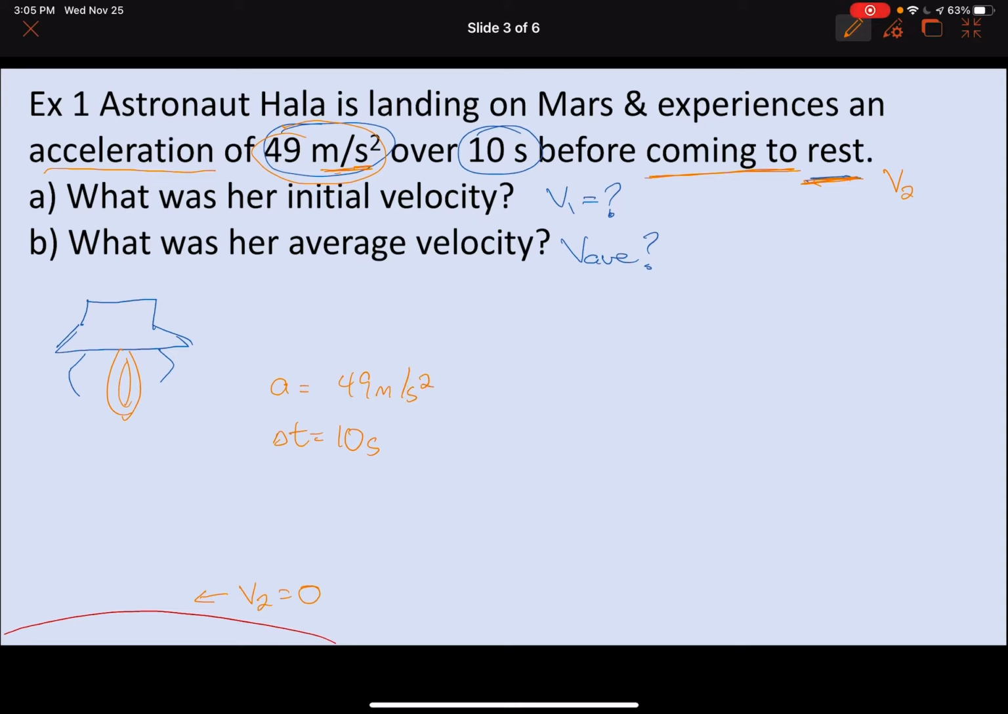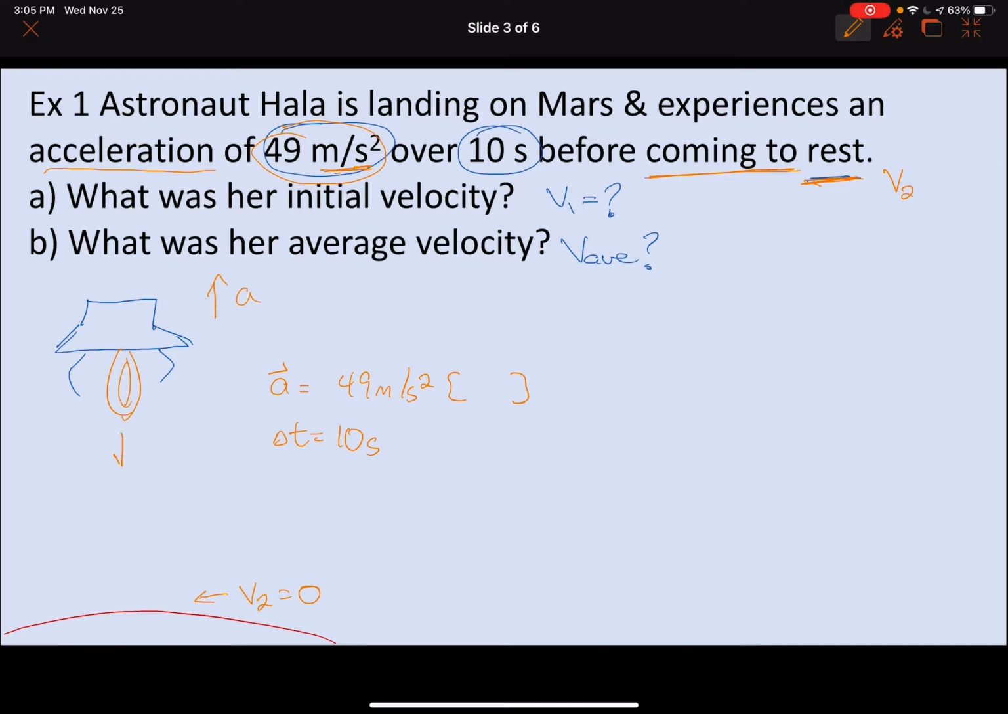I want you to think for a second before I give you the answer. What direction is this acceleration? Remember, acceleration is a vector. I want to fill in what direction this is. What direction is her ship accelerating? Her ship is going to be accelerating up this way.